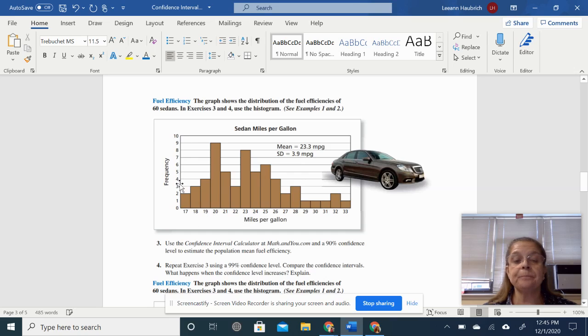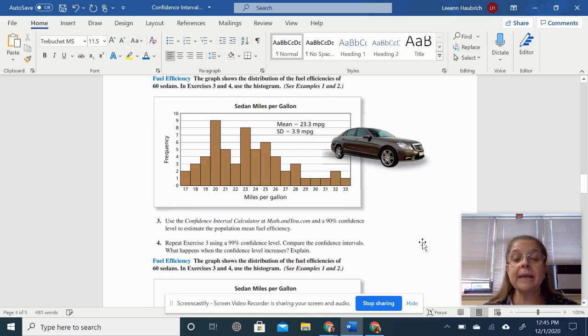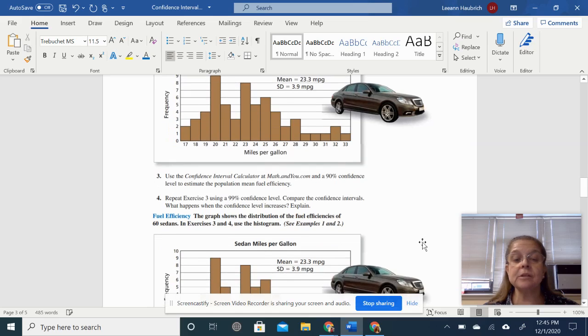Then they give us the frequency here. No place in the description does it tell us how many vehicles are in this survey. So we actually have to count: 2 plus 3 plus 4 plus 9 plus 5 plus 3. When I counted this, and I did it through twice, I got 60. So I know that N equals 60. The number in the survey is 60.